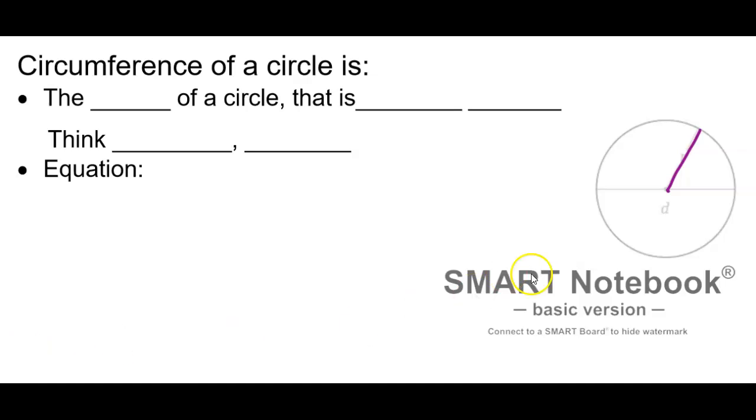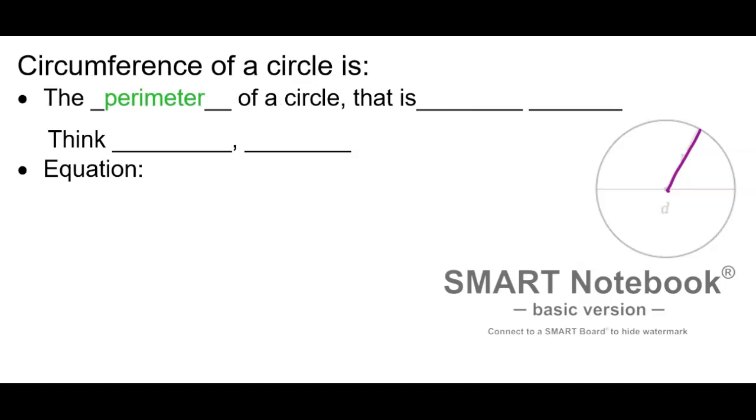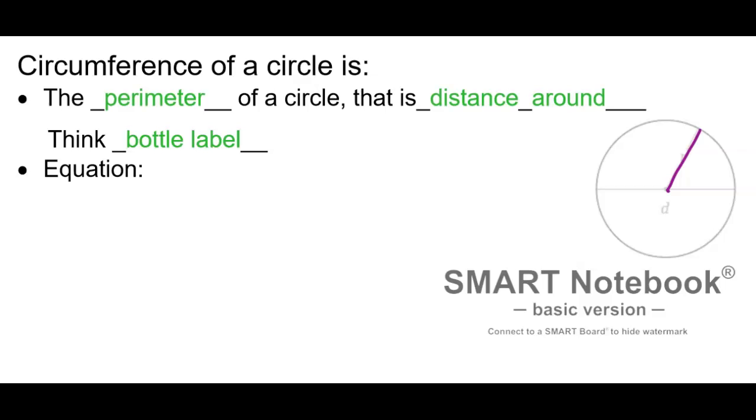Circumference is basically the perimeter of the circle. So it's the outside. It's the distance around. So think bottle label. If you have a bottle label, you have to print a rectangle to glue on the bottle. Think a ribbon or something. You come up with some other ideas and let me know what you think.